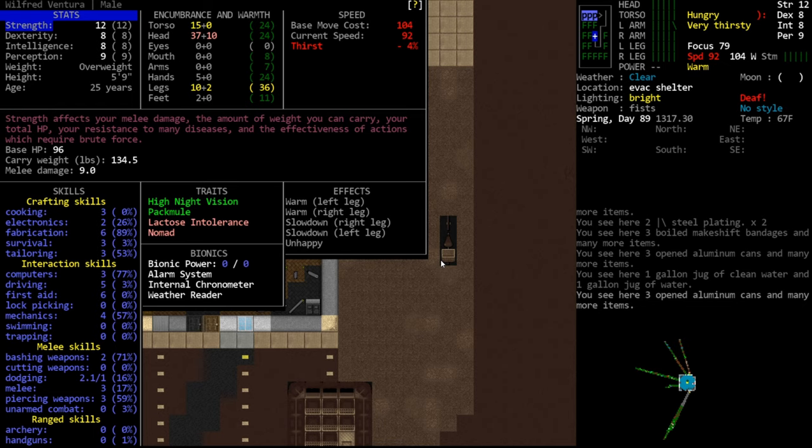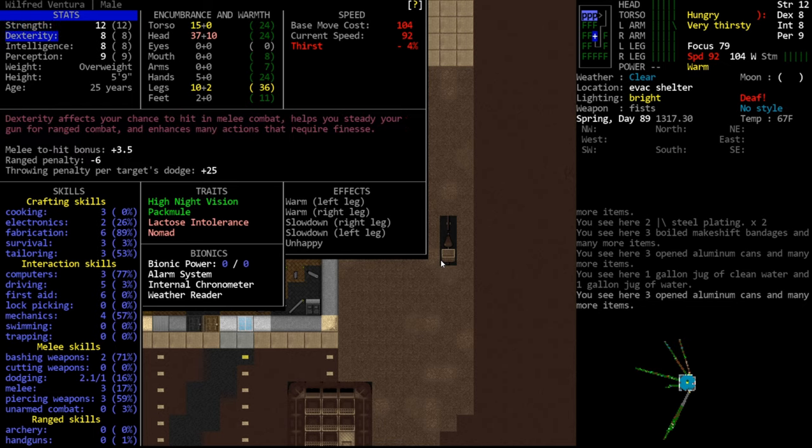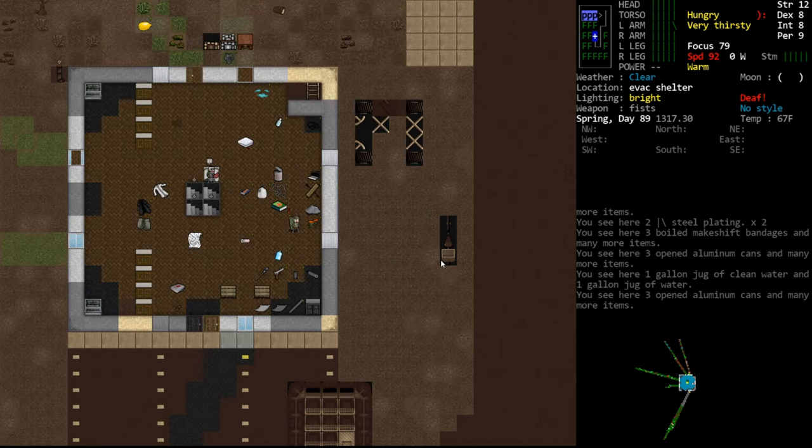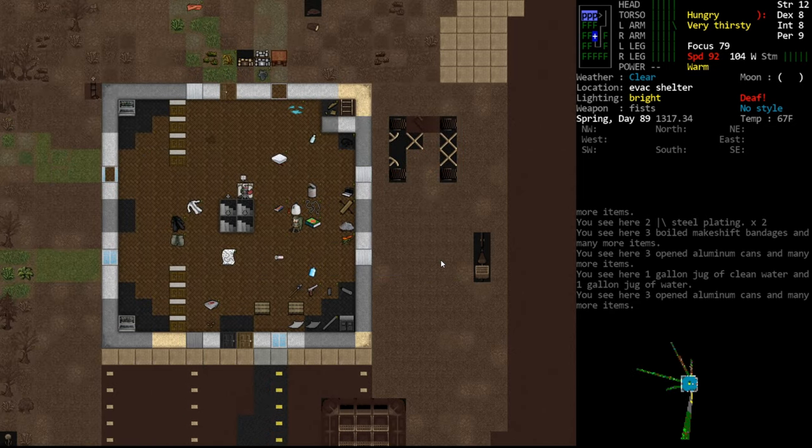Fabrication is usually right around this point by now. I'm usually at 7, maybe 8 at the most. My tailoring is usually higher than this by now. Survival at 3 is reasonable. My electronics is usually 6 or 7 by now. Computers I usually neglect. First aid is about where it normally would be. The lockpicking skill is new, by the way. I don't think we covered that in this series. We talked about it in an experimental Cataclysm video. Everything else is more or less where we want it, but electronics is a very key skill that we should have raised a long time ago, and I thought we did raise, but apparently not.